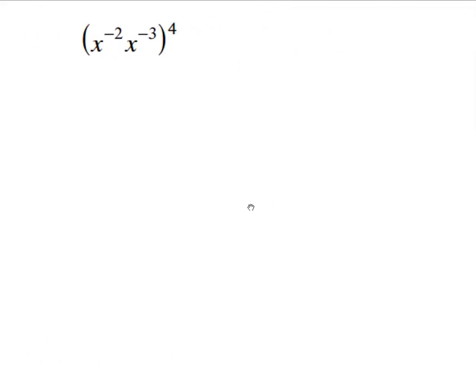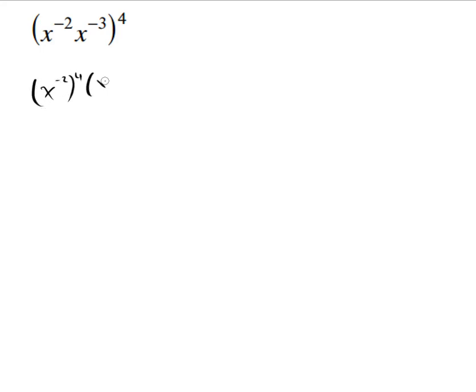And this problem here is x to the negative 2, x to the negative 3, all raised to the 4th power. All right, so this one here, once again, we're going to start. Apply the zero exponent rule. There are no zero exponents to apply. So now we apply the power rule. Well, we do have a power to a power. We have x to the negative 2, so this is x to the negative 2 to the 4th power times x to the negative 3 to the 4th power.